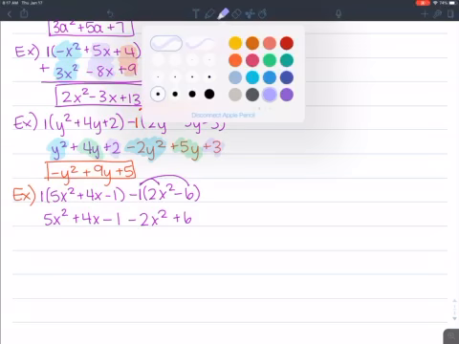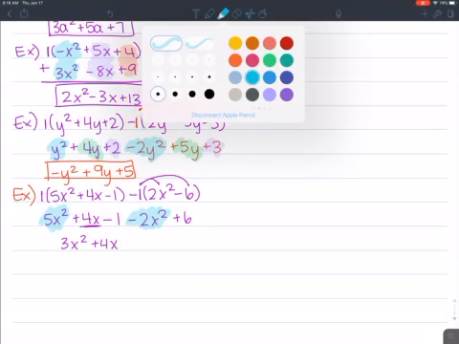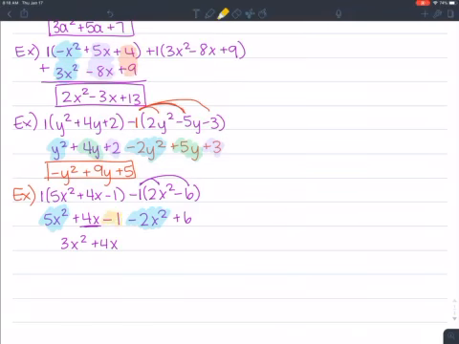And again, I'm looking for those like terms. So highest degree is 2. I'm looking for the highest degree so that I can put it in standard form. So 5x squared minus 2x squared gives me 3x squared. 4x doesn't have any like terms, so it just stays the same. And then minus 1 and positive 6, those would combine to give me plus 5.